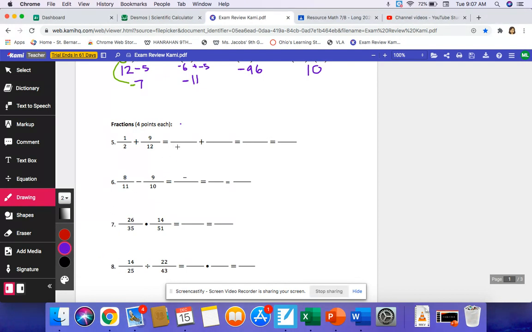So if I do 2 times 12 and 12 times 2, that gives me 24. Now we have to cross multiply. So 1 times 12 and 2 times 9.